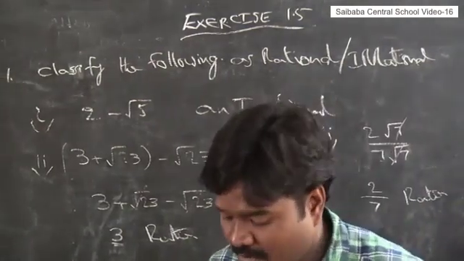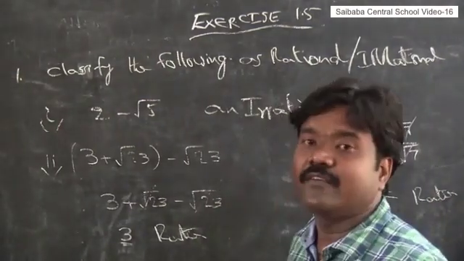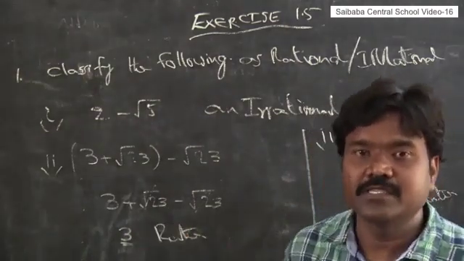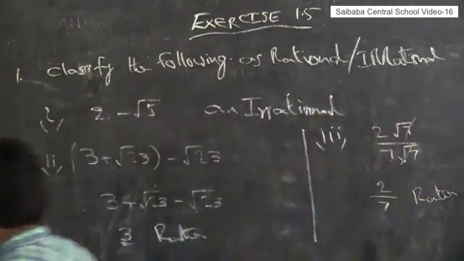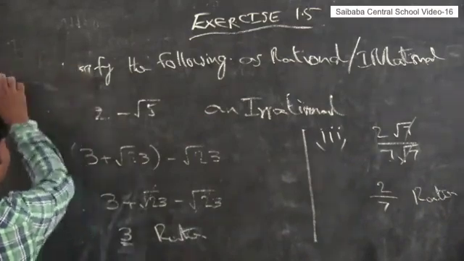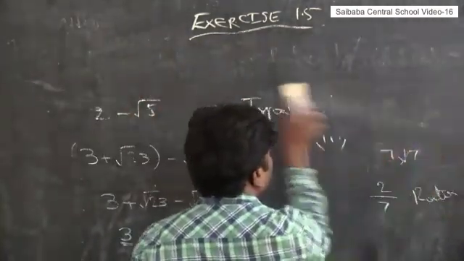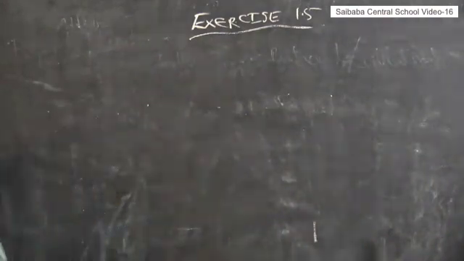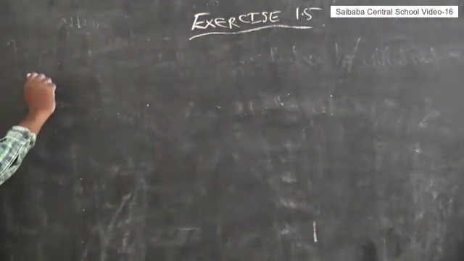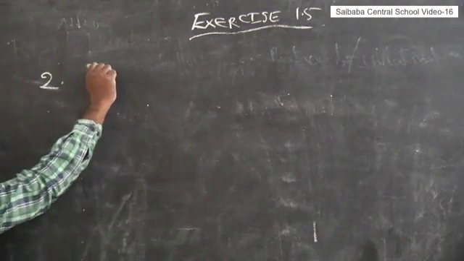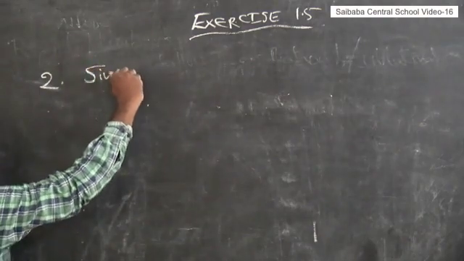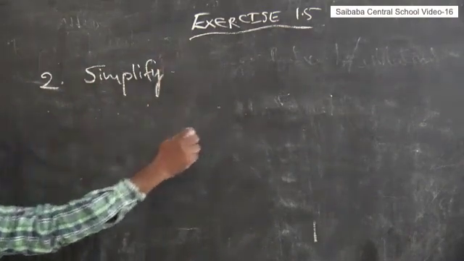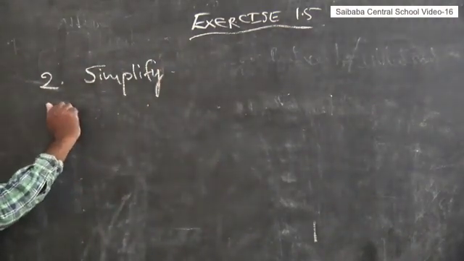Okay, now the second problem: simplify each of the following expressions. Before, I explained some identities, and based on those we simplify. I am giving those problems now. Simplify the following questions. Question number A.